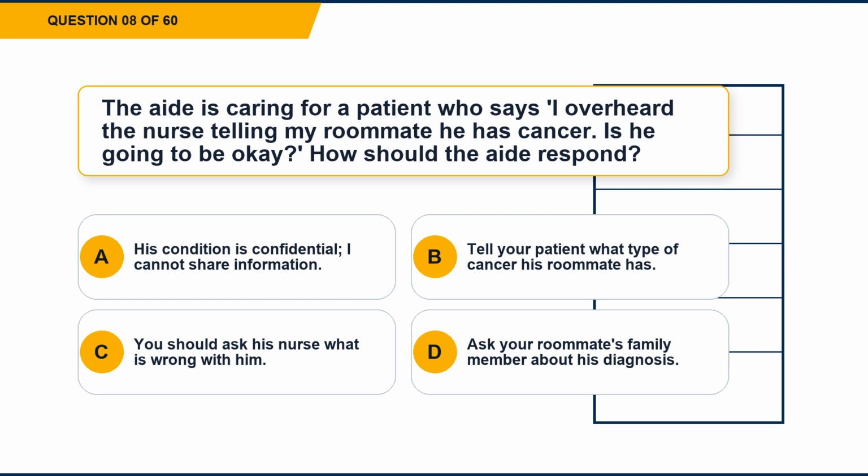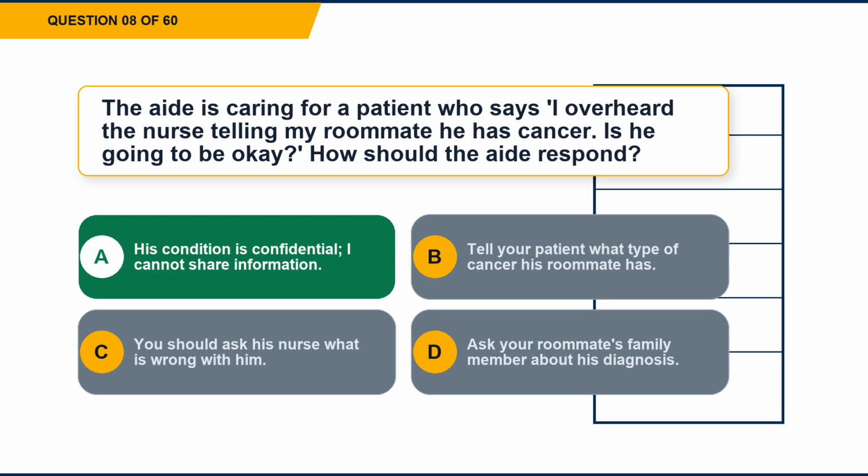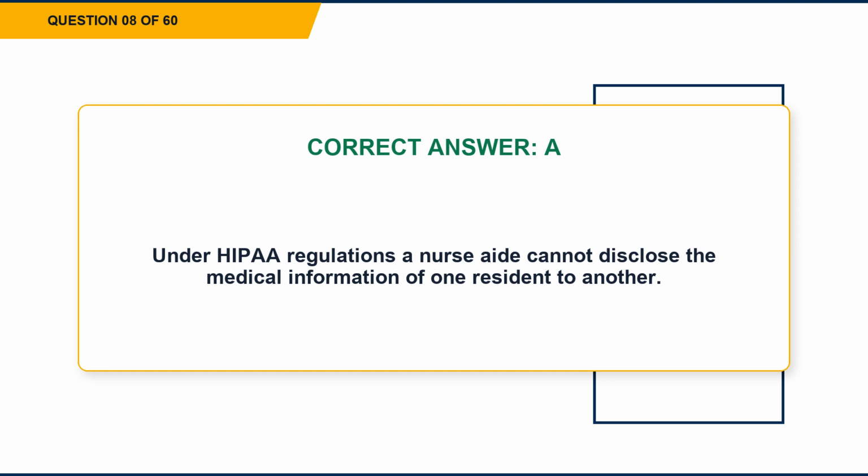Question 8. The aide is caring for a patient who says, "I overheard the nurse telling my roommate he has cancer. Is he going to be okay?" How should the aide respond? Option A, his condition is confidential, I cannot share information. Option B, tell your patient what type of cancer his roommate has. Option C, you should ask his nurse what is wrong with him. Option D, ask your roommate's family member about his diagnosis. The correct answer is option A, his condition is confidential, I cannot share information. Explanation. Under HIPAA regulations, a nurse aide cannot disclose the medical information of one resident to another.